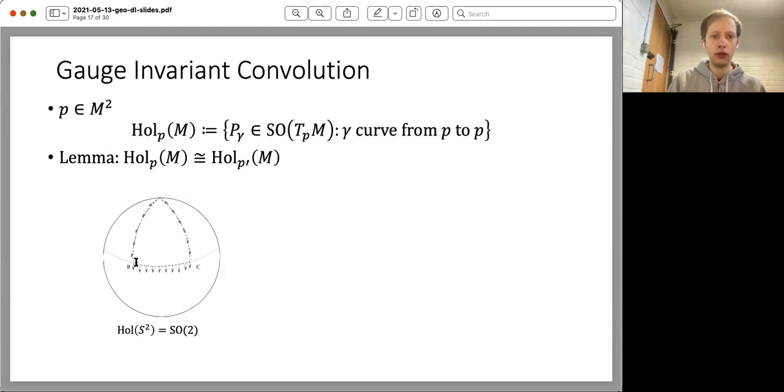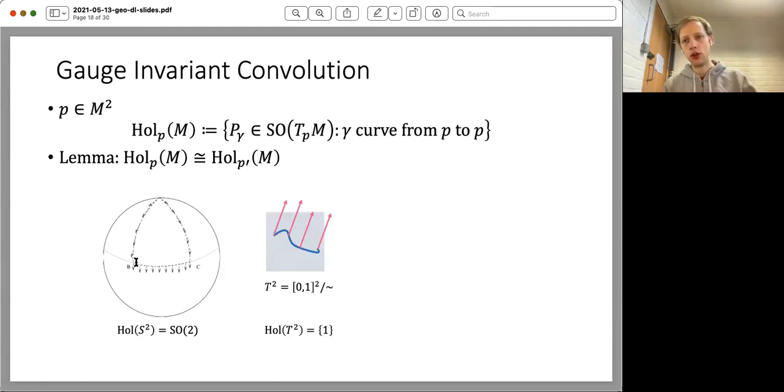Yeah, so that's S2 for you. Second example, the torus, the two torus. So that's the unit square with opposite sides identified. But if you take some curve like this blue guy here, in every point of the curve, the tangent space of the torus is canonically identified with R2.